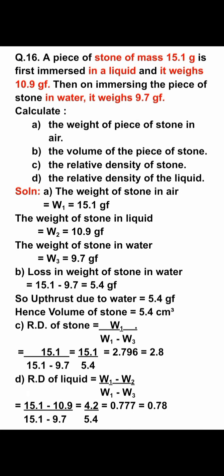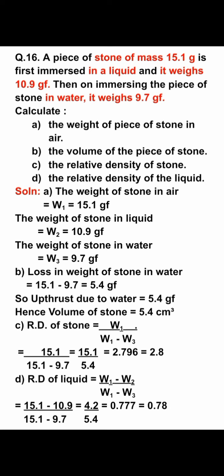Question number 16: A piece of stone of mass 15.1 gram is first immersed in a liquid and it weighs 10.9 gf. Then on immersing the piece of stone in water, it weighs 9.7 gf. Calculate: A, the weight of the piece of stone in air; B, the volume of the piece of stone; C, the relative density of stone; and D, the relative density of the liquid.